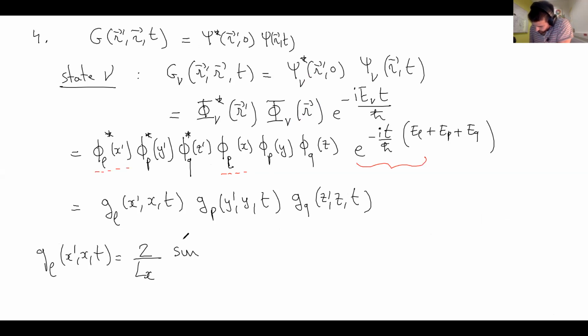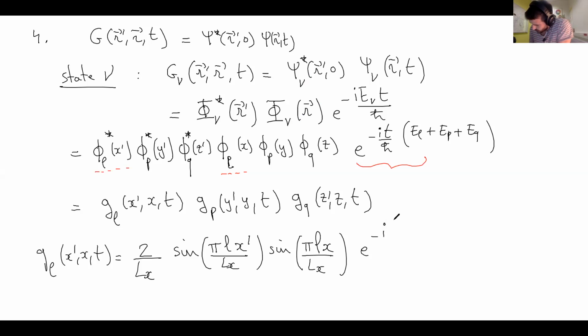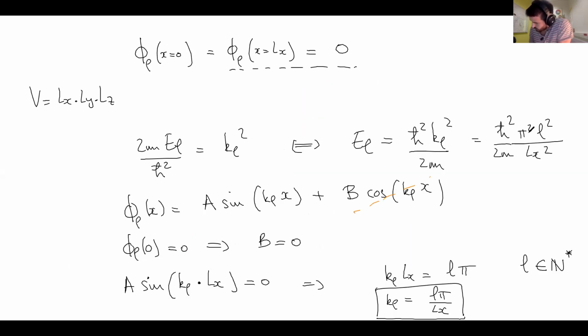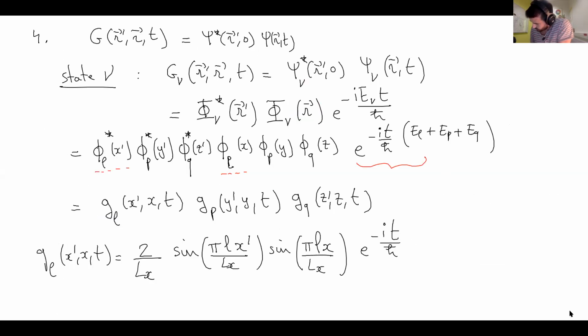Then I have the sines. So pi L, because I'm in state L, X prime over Lx. Then the other one, which is this one. And everything is real here, so the conjugate doesn't have any meaning for us. And then there is the exponential minus IT over h bar of EL. And EL, remember, is h bar squared, pi squared, L squared over 2m Lx squared. So I can simplify this guy out.